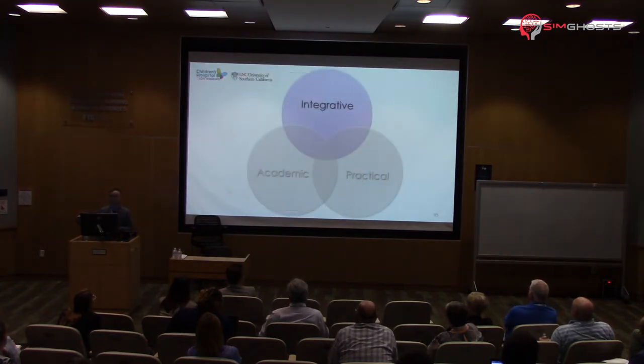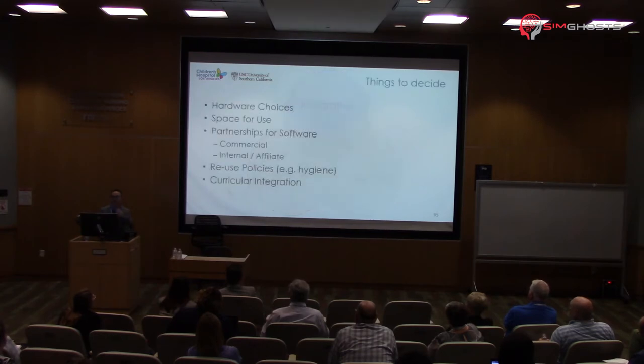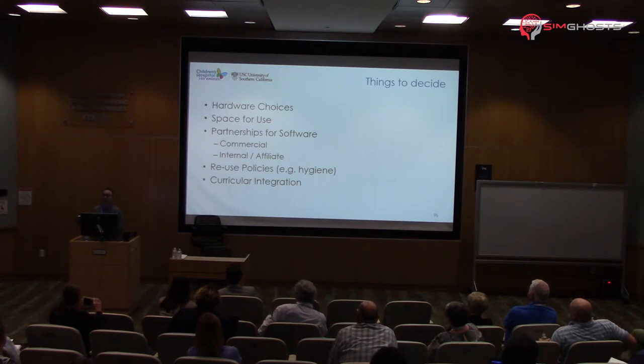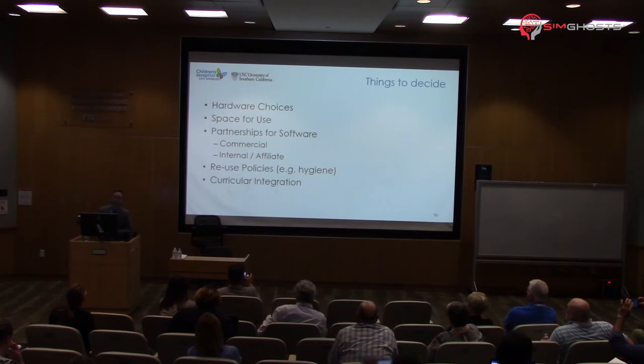Let's put everything together in the final moments. Things to decide for your sensor: think about the hardware, and think about where you're going to do it, the geography. Partnership with the actual software, where you might go commercial, or you can home-grow it if you have the resources and funding. Think about reuse policies, which sounds silly, but it's actually important. And how do you integrate it into the hardware?